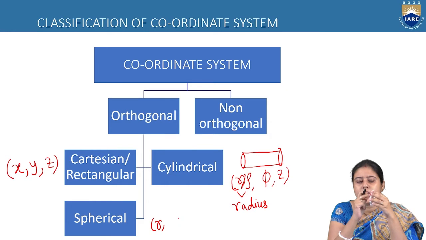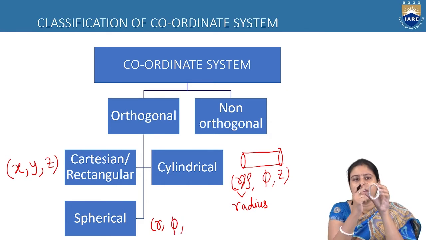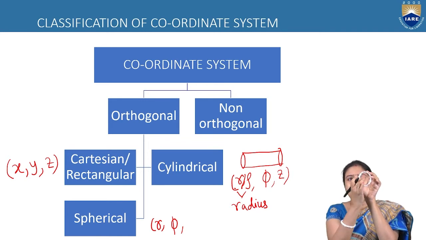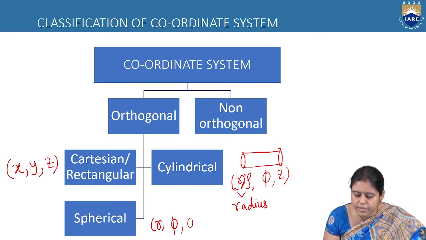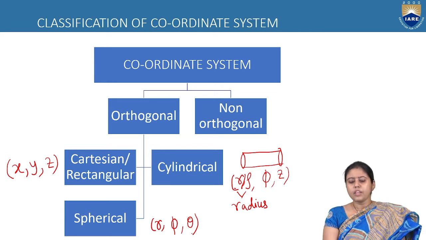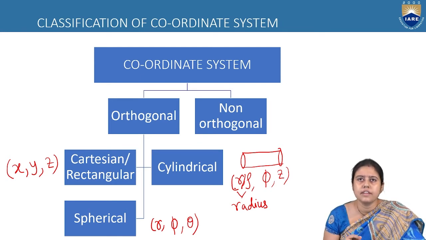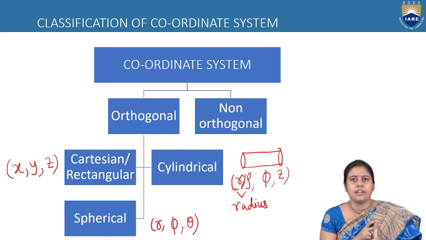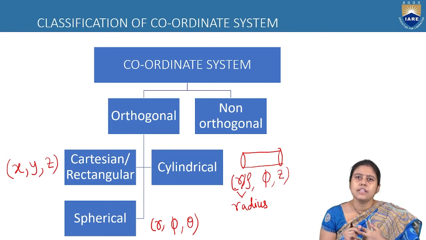And if it is a circle, it has some angle also. So the angle is phi. And the height is not linear; in the case of a sphere, the height is basically curvature. So we can write the curvature as theta. So we can say the orthogonal coordinate system is basically of 3 types. One is the Cartesian, one is the spherical, and another one is the cylindrical.